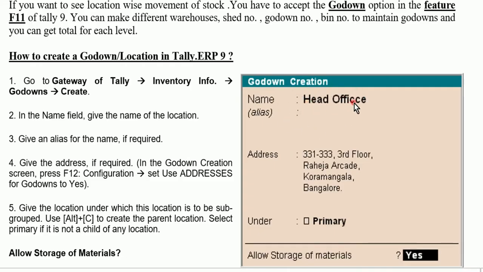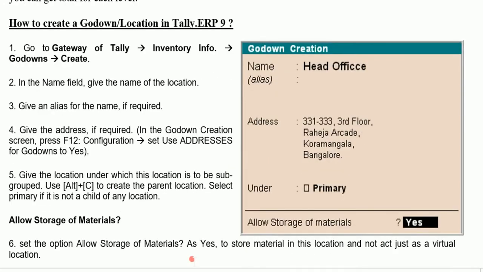Name of the location. Maybe we want to keep the items in the head office, so name it as head office. Give an alias name for the name if required, that is another name. Give the address, if necessary, in the address column. And then give the location under which this location is to be a subgroup. It is under primary, those things you can specify. Commonly you can take primary.